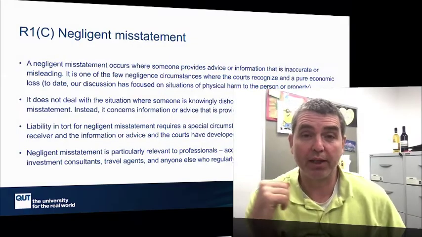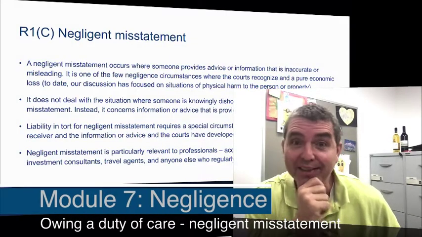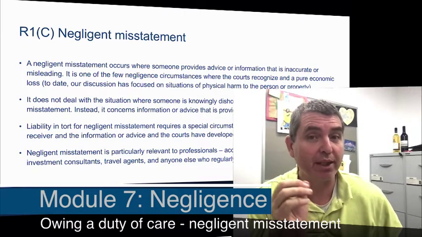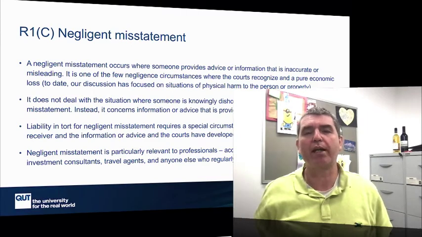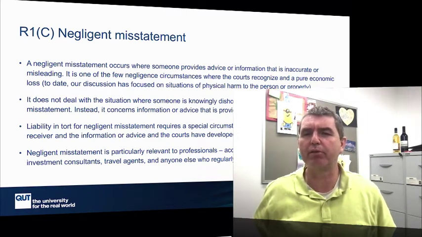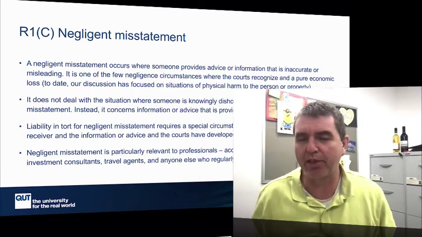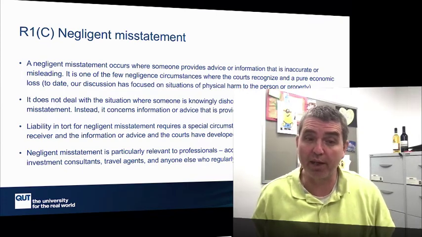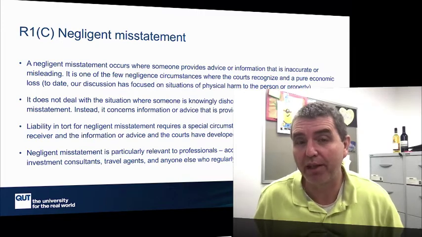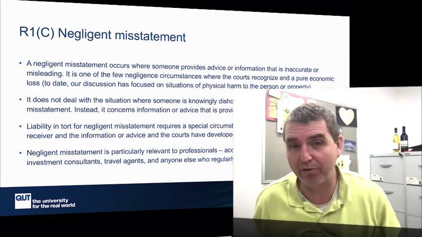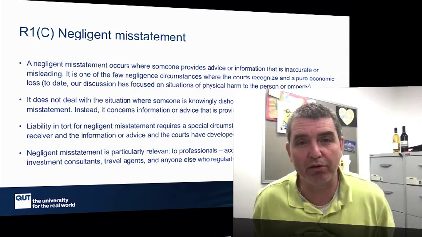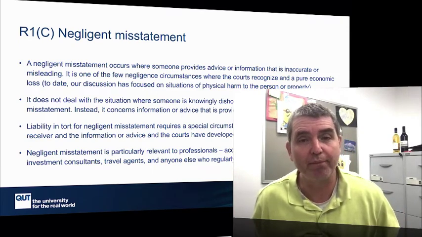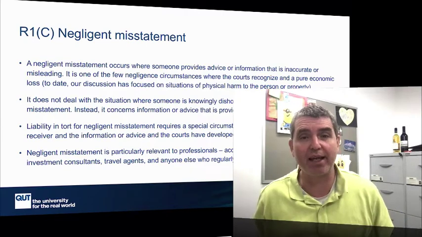So the final element of owing a duty is negligent misstatement. Negligent misstatement is different in that there's no act or omission. It's about what happens when you give advice that's being given carelessly, when you're responsible to other people for the economic loss that follows from careless advice. So the first step that we have to do there is establish that the person giving the advice owes a duty. And we have two particular tests here.